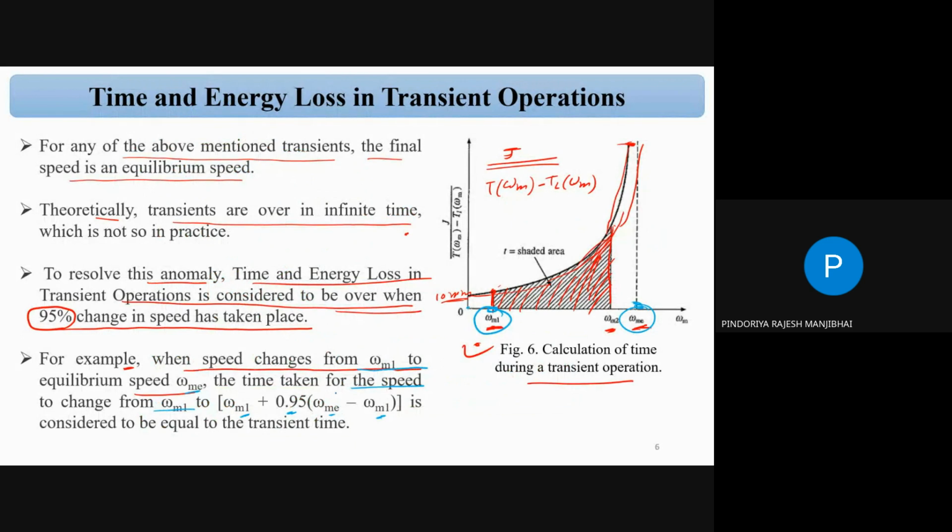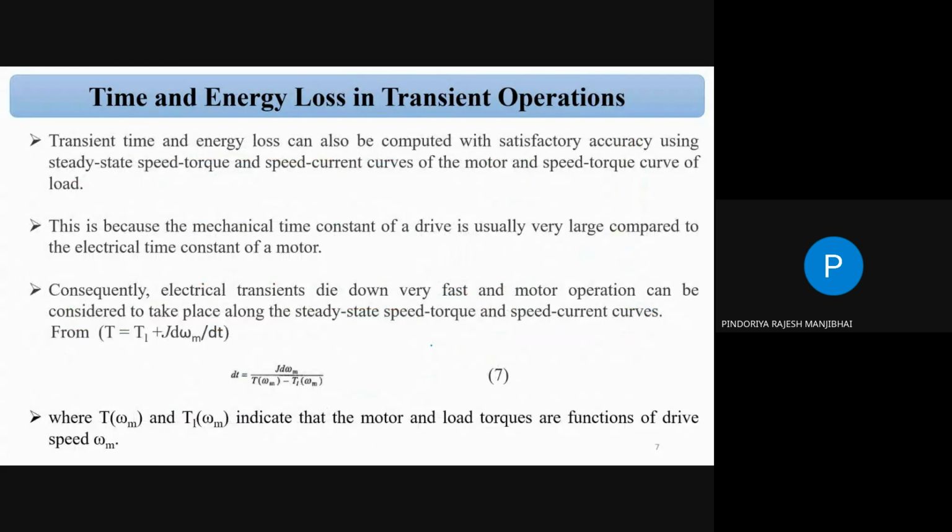Okay, so now we have to calculate the energy for this area. How can we calculate the energy? We just have to integrate between the limits, omega m1 to omega m2, because this is a simple mathematical concept. Suppose you want to calculate the energy from this area, you can just take the integration from the starting point to the last point. Okay, done.